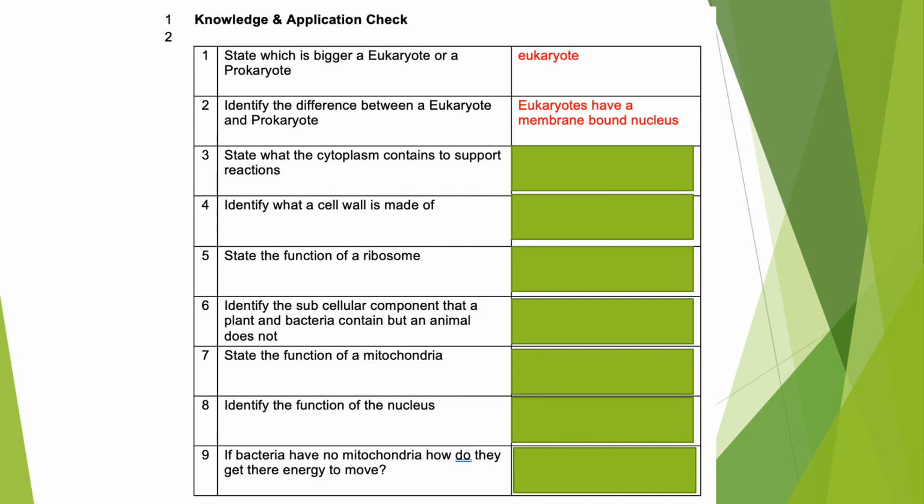Number three, state what the cytoplasm contains to support reactions. This is going to be enzymes. And I know I didn't mention it before, but I'll mention it now. Enzymes are what's known as catalysts, and a catalyst speeds up chemical reactions.